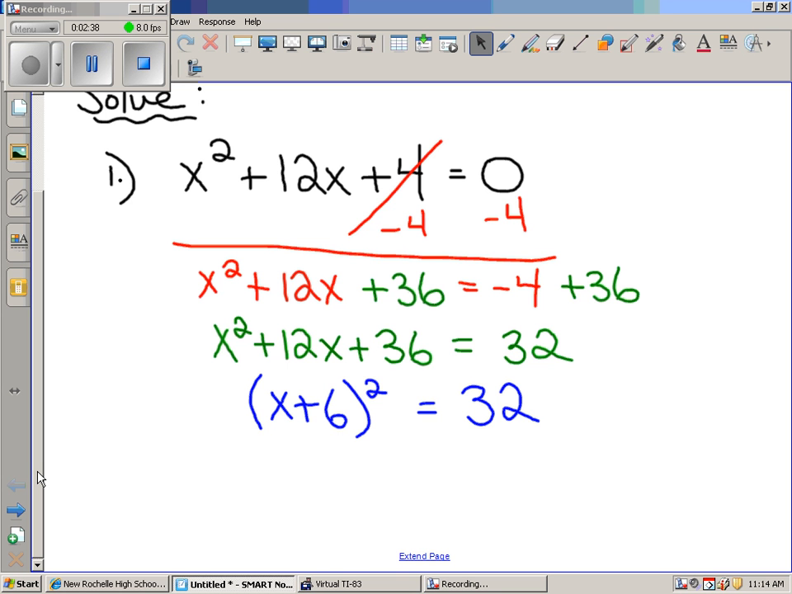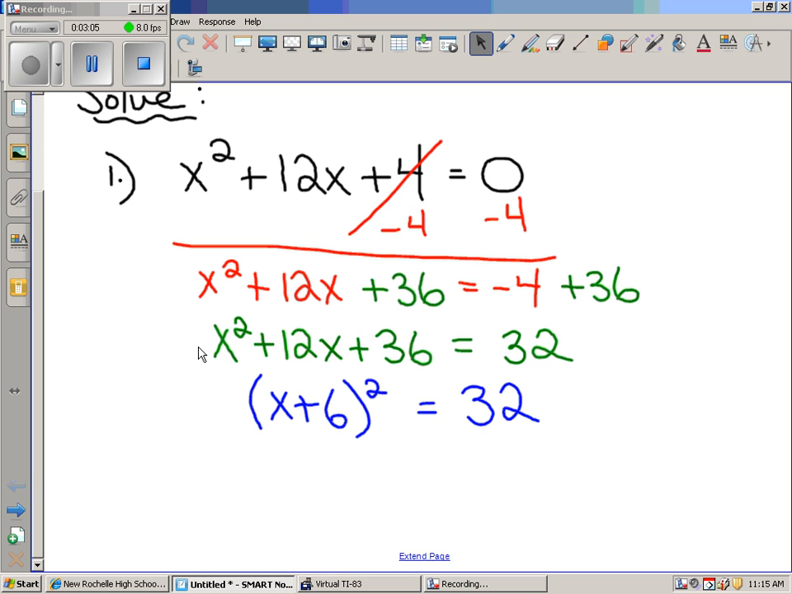Sure. Let's recap for a minute. When we got to this step, this 36 written in green: that's b, 12. b divided by 2 squared. We have to add that to each side. So b divided by 2, 12 divided by 2 is what, Christine? And 6 squared is what? So that's why we have to add it to both sides. And then that's where we got the rest.